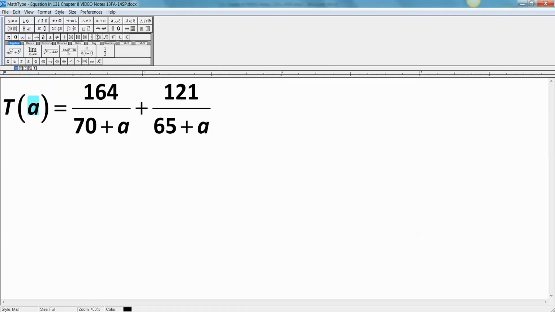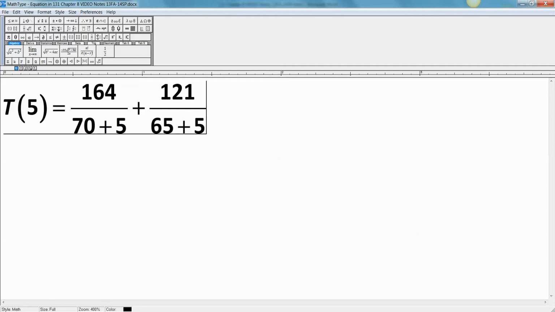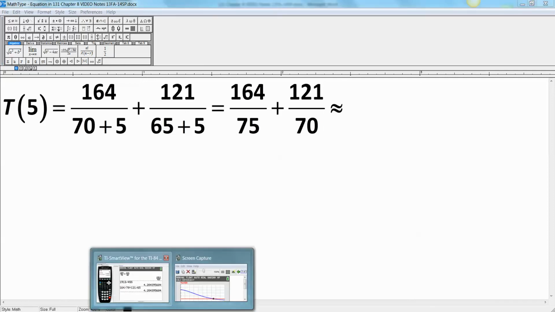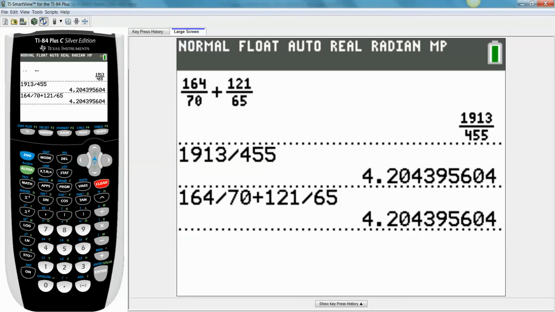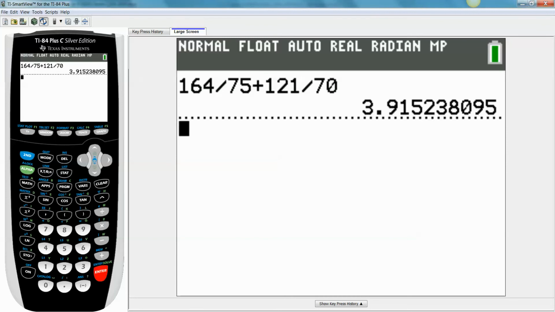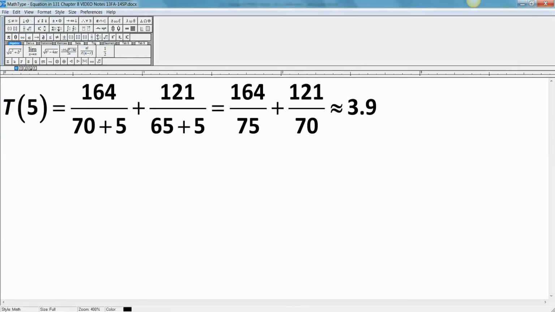So t of 5 means you're going to put 5 in for a. So 5 right here and 5 right here, which means it's 164 over 75 plus 121 over 70. And then we would go find that again with the calculator. So we don't have to do the pretty way if we don't want to. So we can take 164 divided by 75 plus 121 divided by 70, enter, and 3.92. And again, it's hours. Always got to give units to story problems like this.